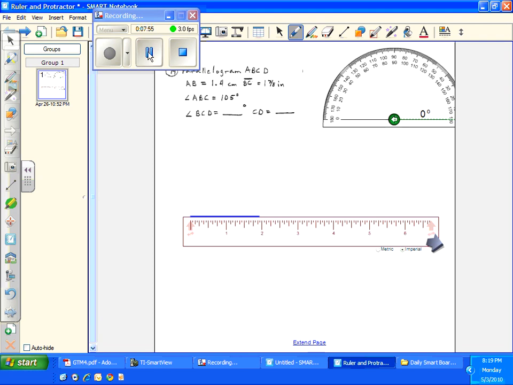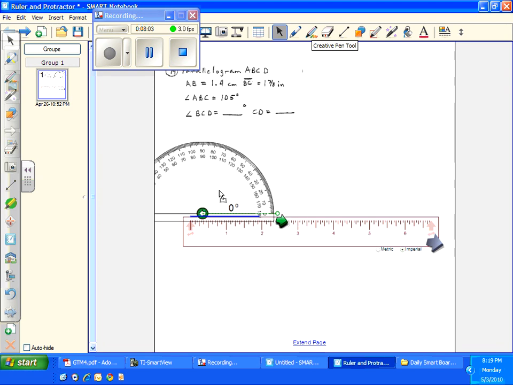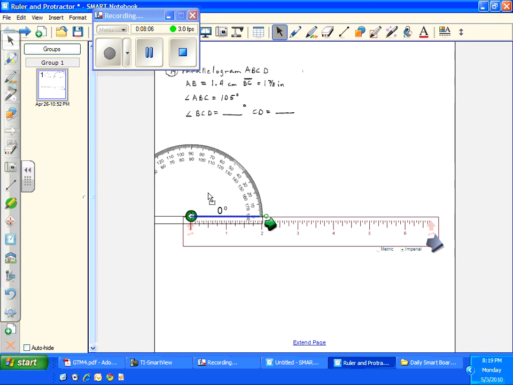Okay. Then what I would want to do is set my protractor. I would put the bullseye right there, and then I would want to line the 0 up here, which I've done. You see the little bullet there? And your protractor may be a little different. We want to go to 105 degrees, and so I'm going to click on the pen, and I'm going to follow this around to 105, and I'm going to make a little dot.